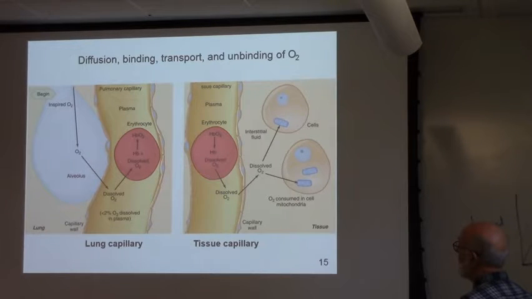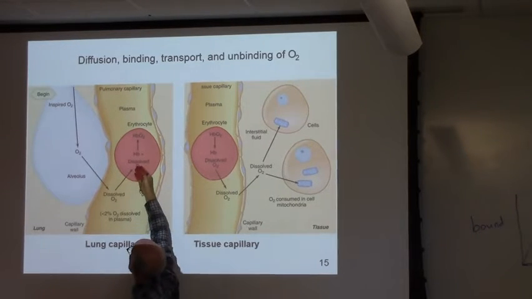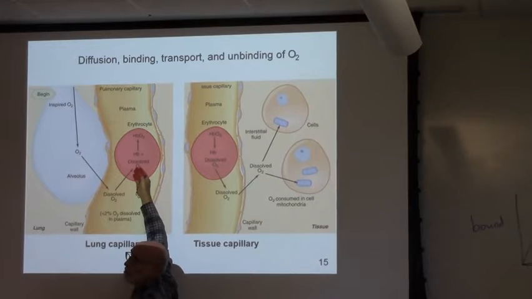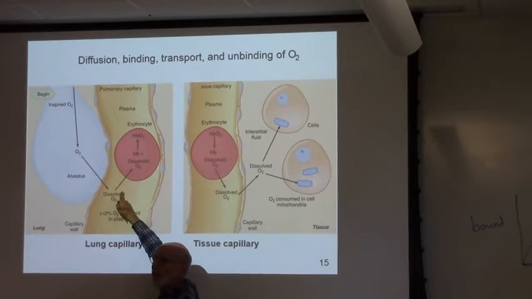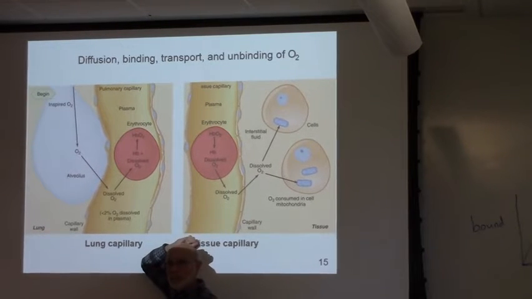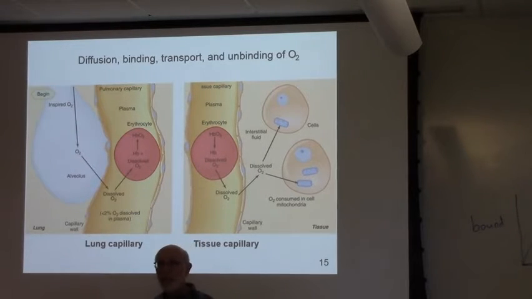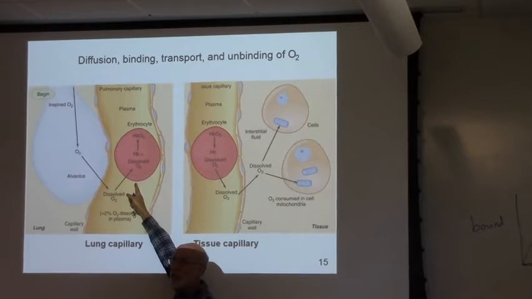What is this arrow? What does this arrow represent? Moving from blood plasma into the cytoplasm of a red blood cell, an erythrocyte. What mechanisms bring oxygen from serum into red blood cells? It's diffusion. We have no transporters for oxygen, so it's got to be by diffusion.